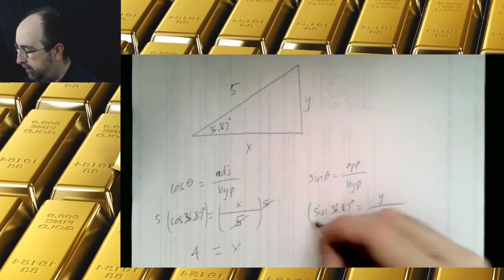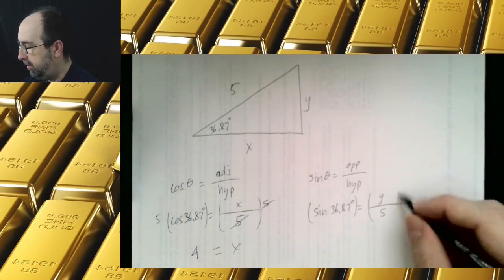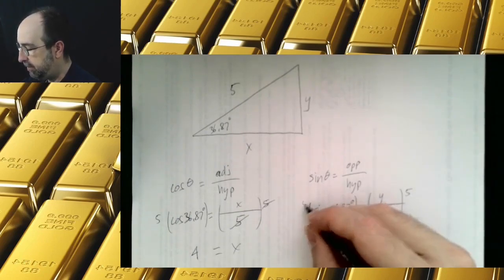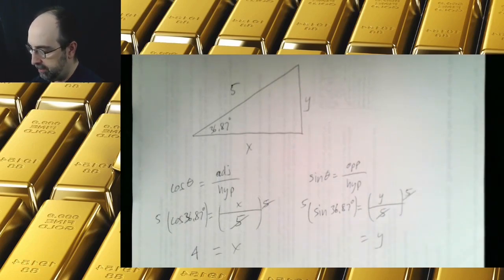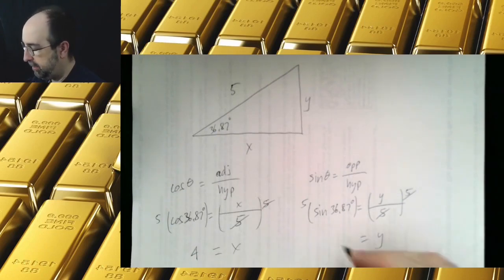In this problem, very similarly, we would multiply by 5 on both sides. And we would get y on the right side, and we would have to do 5 times the sine of 36.87. And that is 3.